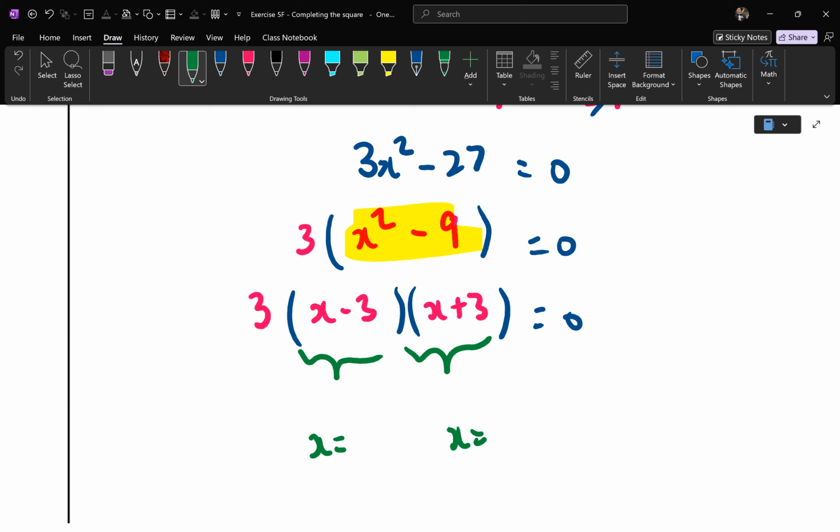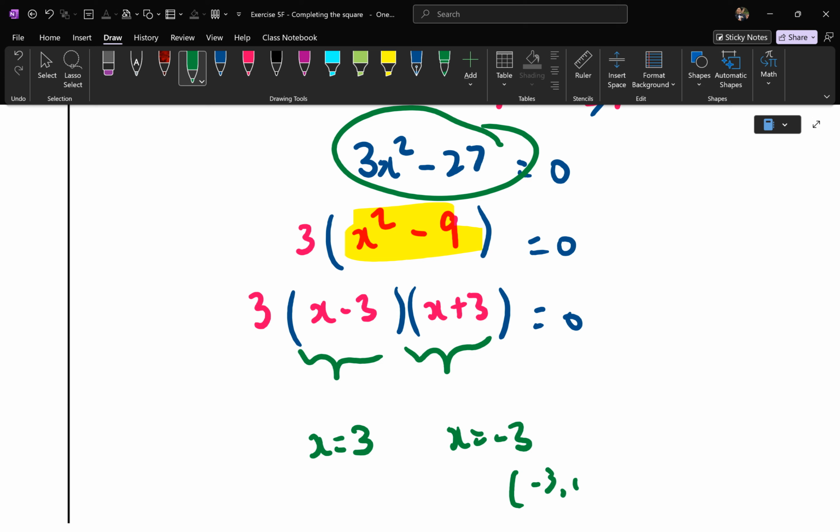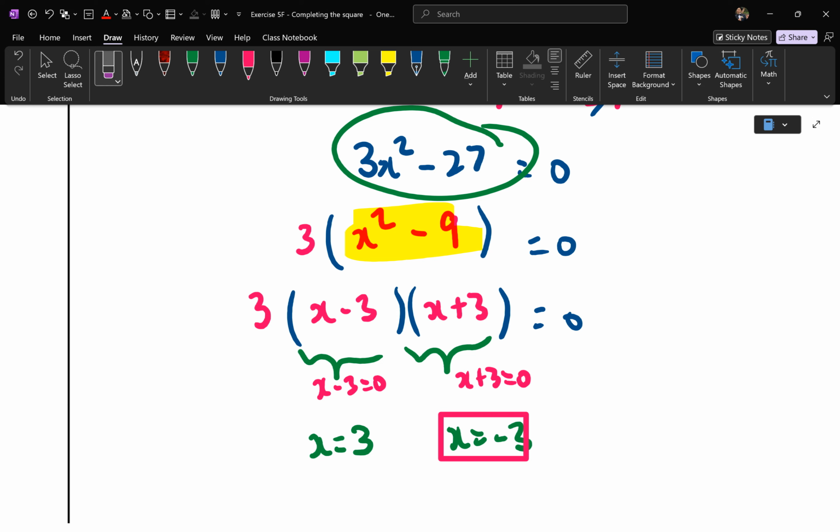X minus 3. What would that have to be, Sadvi? Beautiful. Positive 3 and negative 3. And again, if you type that on Desmos, you will see 3x squared minus 27 will touch the x-axis, with the coordinates negative 3, 0 and 3, 0. That's where it will touch the x-axis. Okay, so solve for it using linear equations. X minus 3 could equal 0, or x plus 3 could equal 0. Then you end up with 2 possible answers.